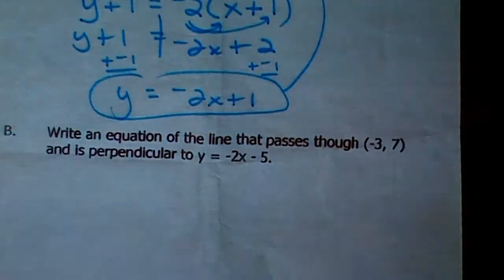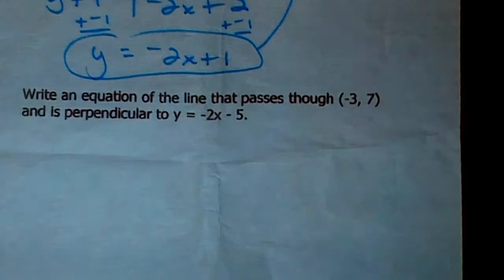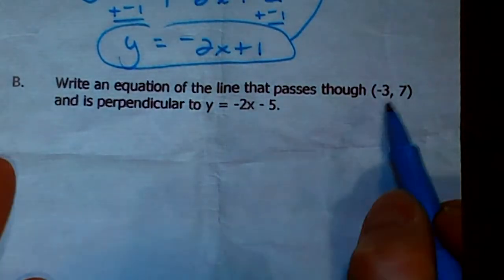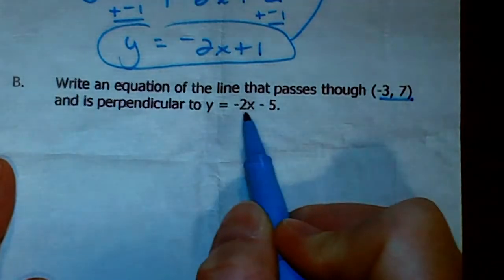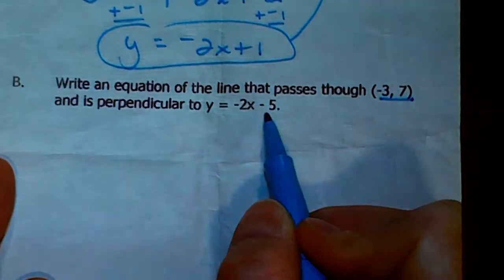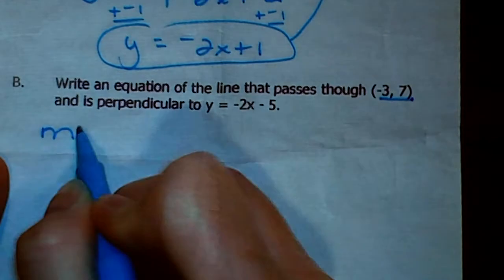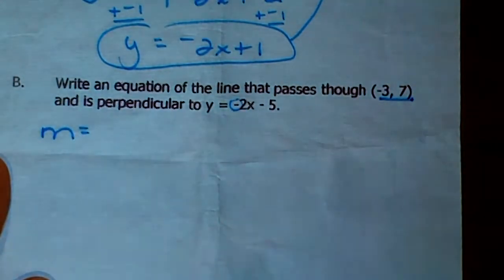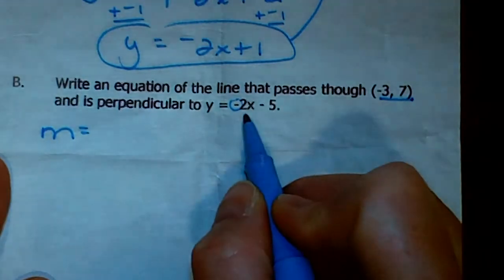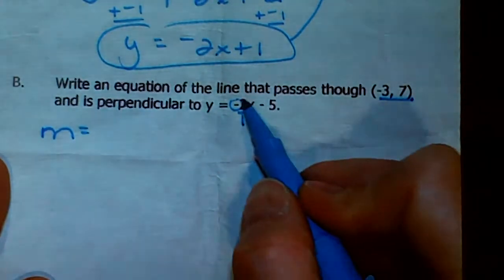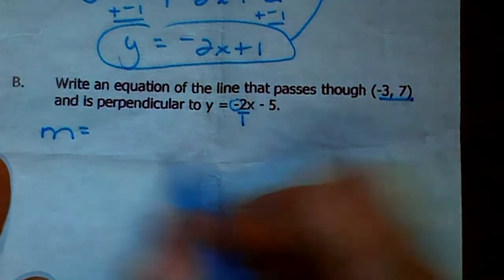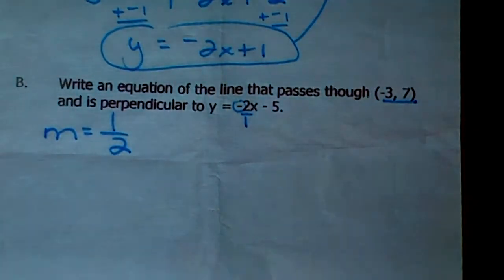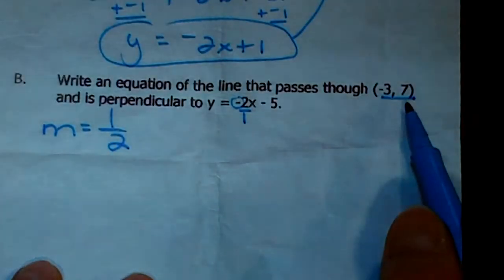Let's try one more, because usually one example isn't quite enough, I have found. Write an equation of the line that passes through this point and is perpendicular to y equals -2x plus 5. Well, first off, for my slope, it needs to be opposite. So this one was negative, my new one's going to be positive. And the reciprocal of 2/1 is 1/2. So now I'm looking for an equation that has a slope of positive 1/2 and passes through -3, 7.